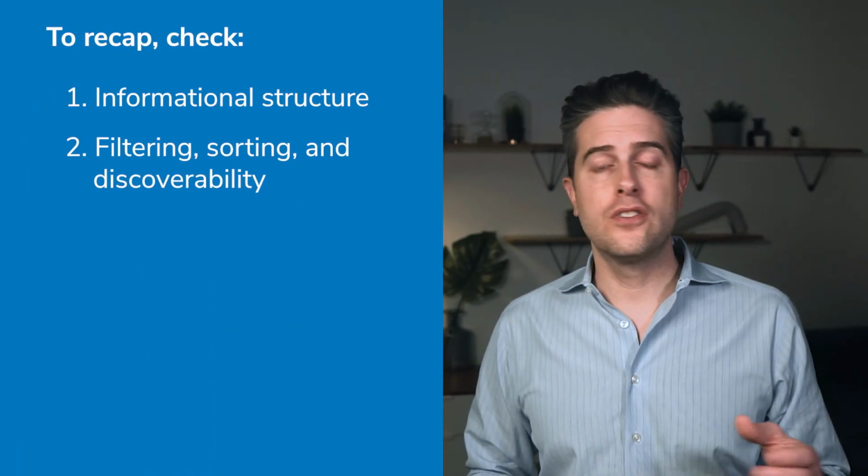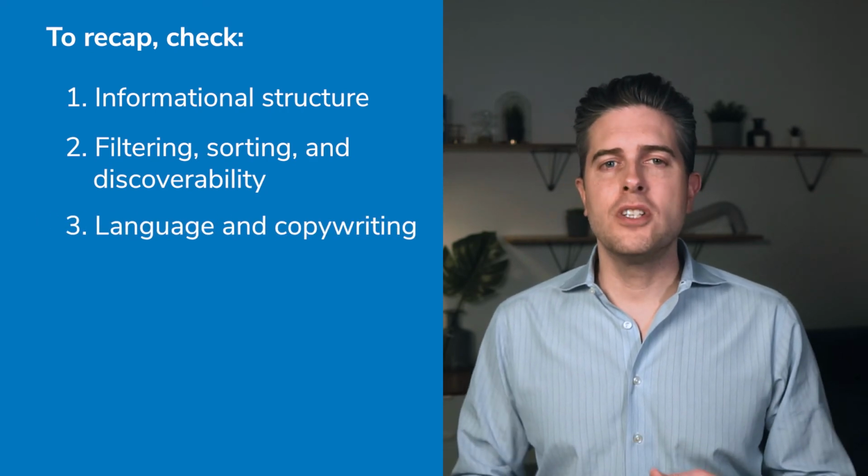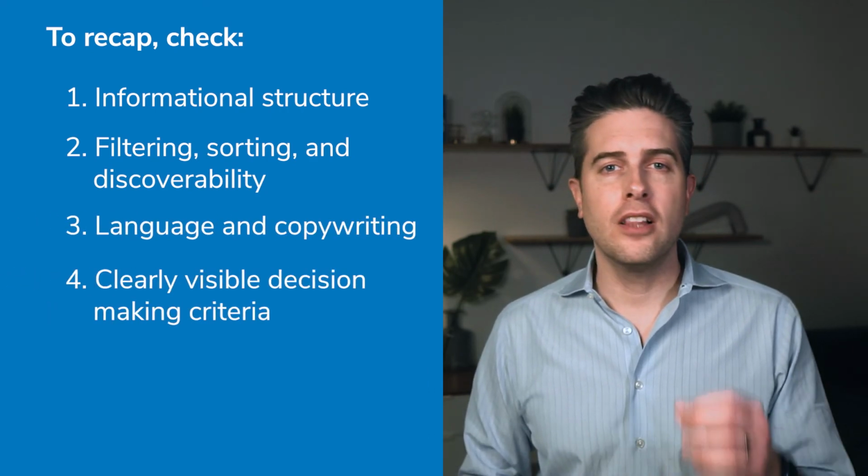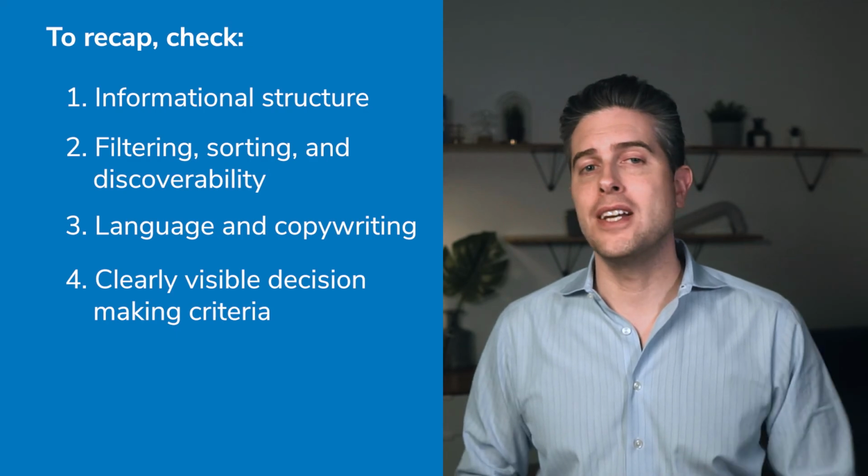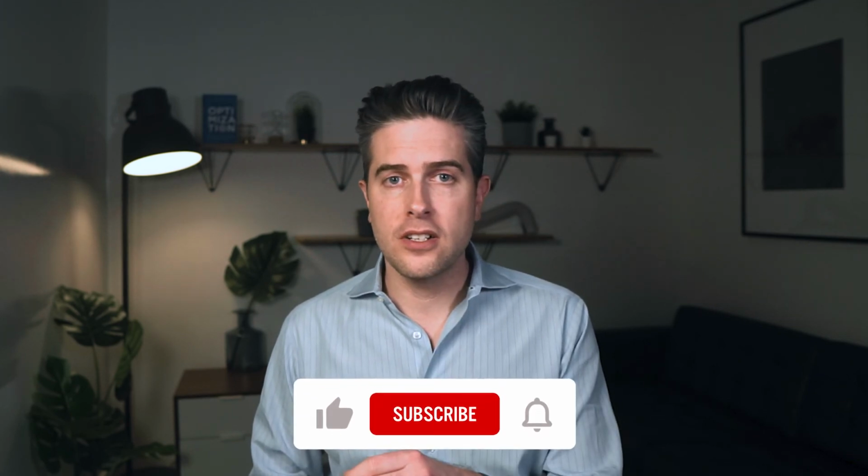To recap, take the time to run a CRO audit on your category page by checking things like the informational structure, filtering, sorting, and discoverability, the language and copywriting used, and having clearly visible decision-making criteria. We'll pause here to give you a chance to button up your category page. And once that's done, we'll move on to part 3 of the series to talk about how to optimize your product pages during a CRO audit and convert more of those visitors into customers.